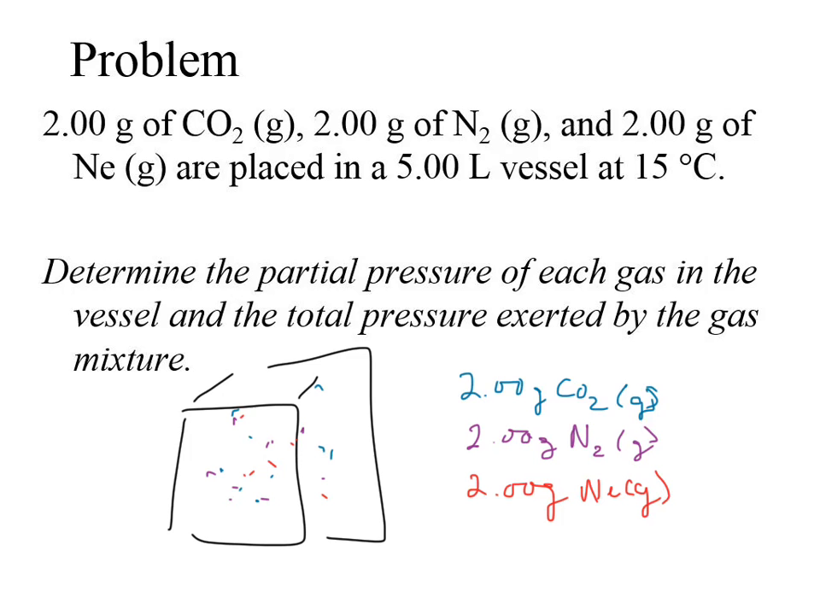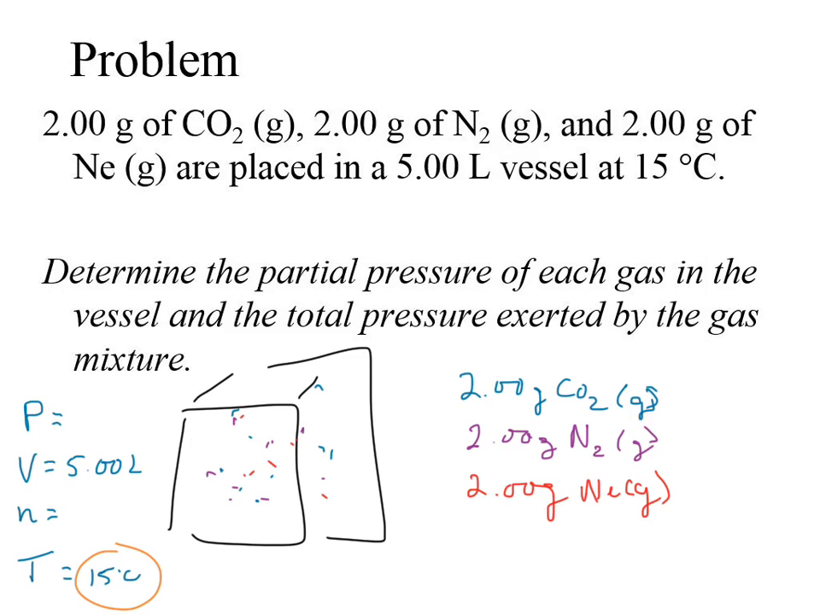Okay, determine the partial pressure of each gas in the vessel and the total pressure exerted by the gas. Well, let's go over here on the side, kind of like we had been doing, and write pressure, volume, number of moles, and temperature. It does get a little interesting, though, in this case. Let's hold off on the P in the end, but the volume, 5 liters. We got that. Temperature, 15 degrees Celsius. And we're going to have to convert that to Kelvin.